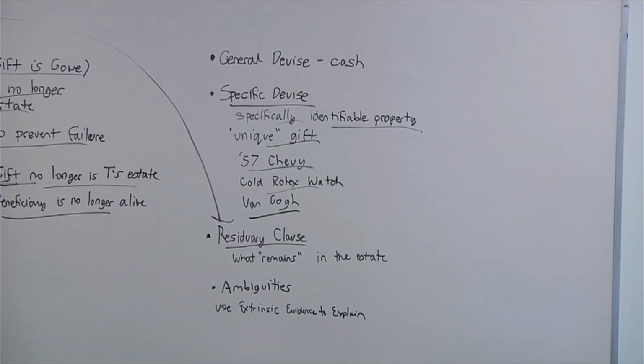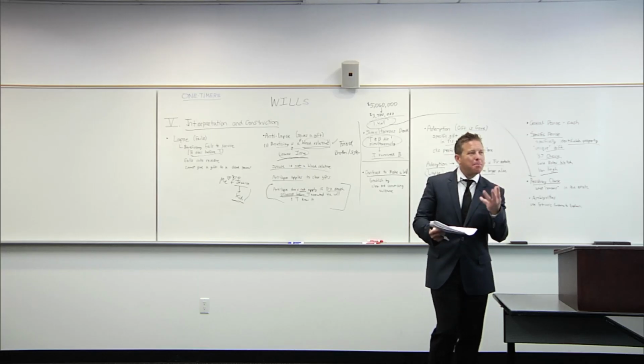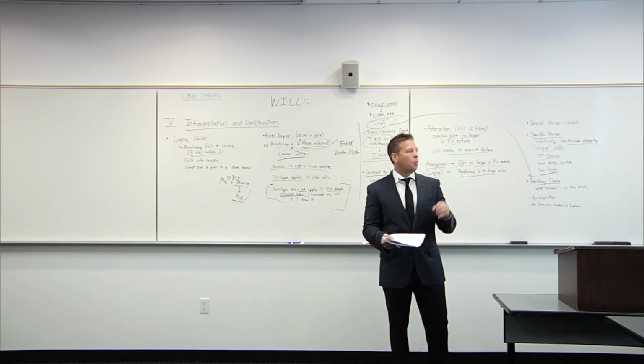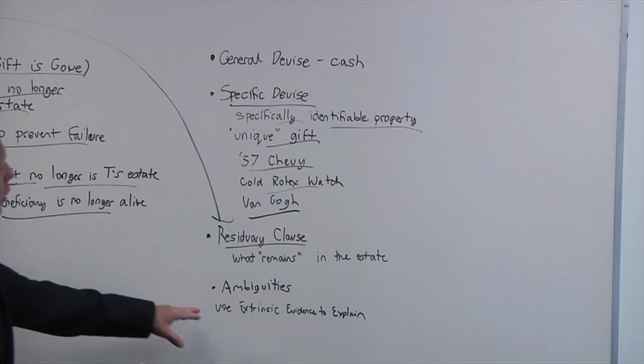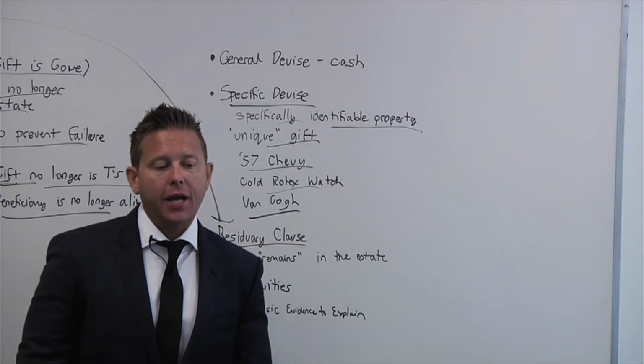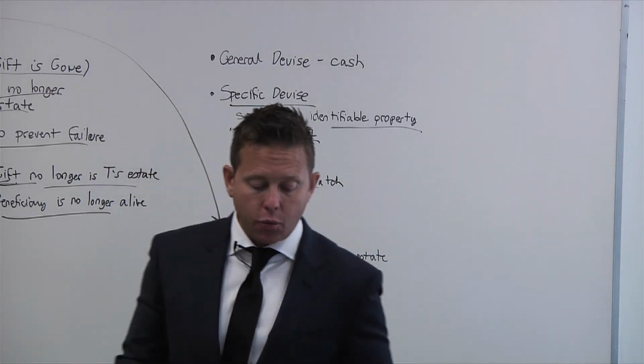And finally, ambiguities. Ambiguities means it's confusing. We don't know, we're confused. What exactly did he mean by my house or my stock or my car? So you can use extrinsic evidence to explain any ambiguities that are on the face of the will.